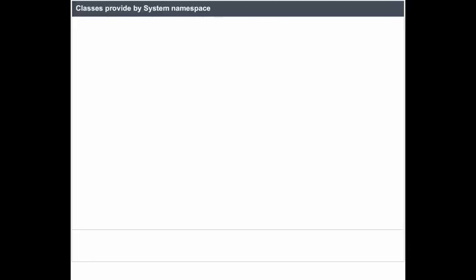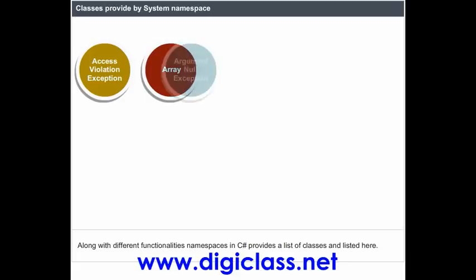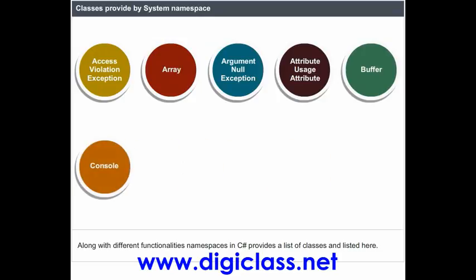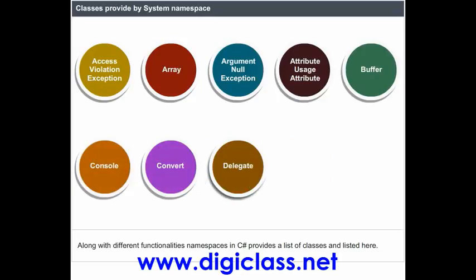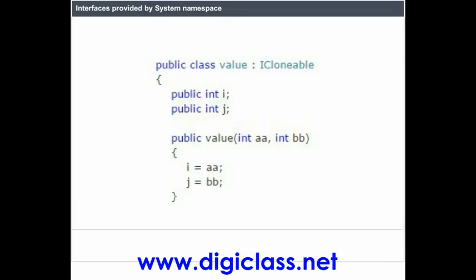Classes provided by the System namespace. Along with different functionalities, namespaces in C# provide a list of classes. They are listed here. AccessViolationException, Array, ArgumentNullException, AttributeUsageAttribute, Buffer, Console, Convert, Delegate, Exception, InvalidCastException.